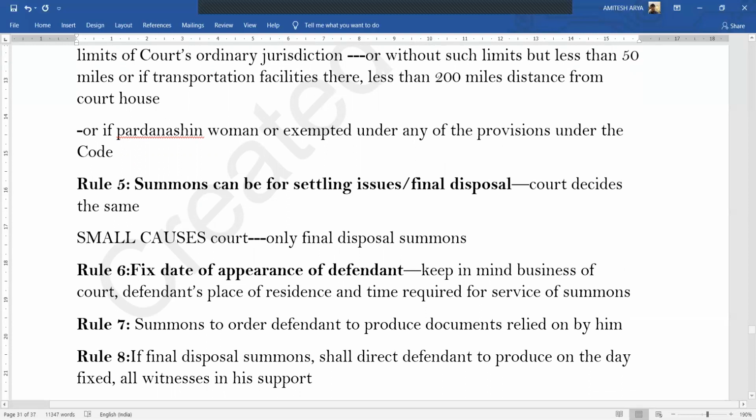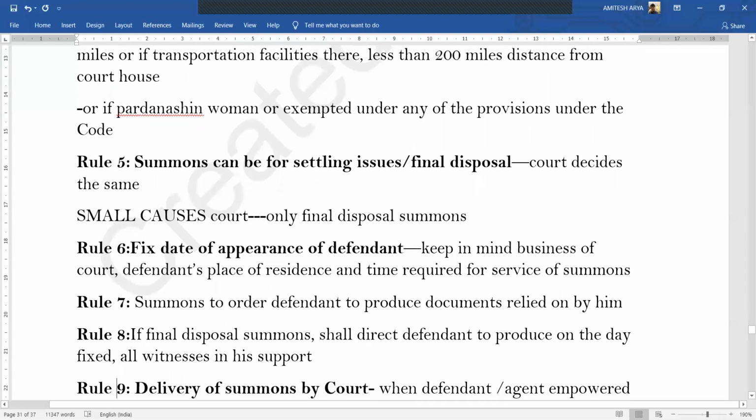And while you are fixing the date, you have to keep in mind the business of the court, that that's not the only case that the court is dealing with. It has n number of cases, so it will decide accordingly. Then where the plaintiff lives, what is the time required that he can get the service of the summons and he has reasonable time to come and appear. All these factors are to be kept in mind while fixing the date of appearance of the defendant.